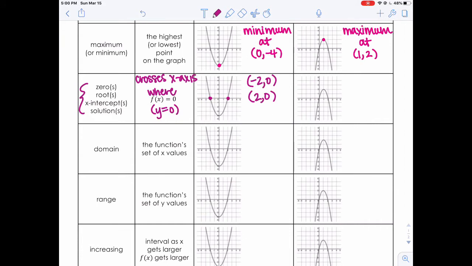Okay, let's look at our second one. Our second one opens down, but it does still have 2 zeros on our graph. So I'm going to go ahead and label those and then locate them using their coordinates. The first one is at 0, 0. It actually crosses at the origin. And the second one is at 2, 0. Crosses the x-axis at 2.